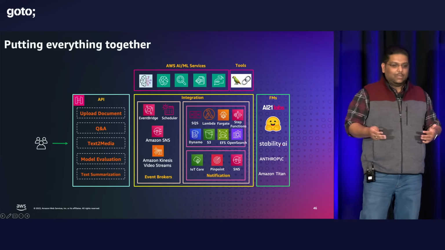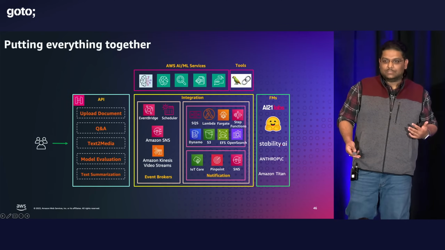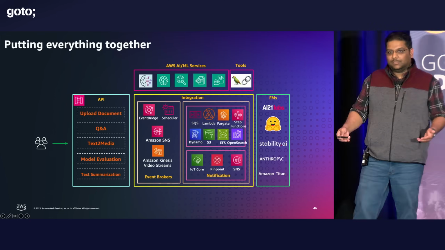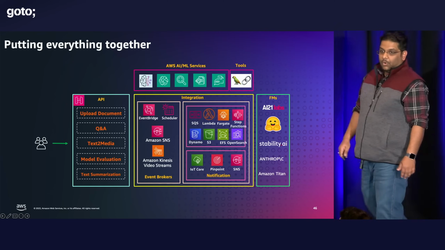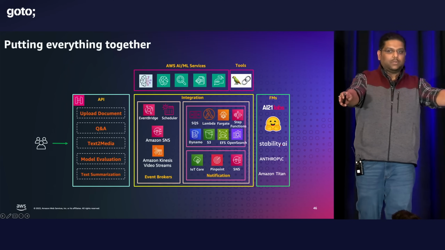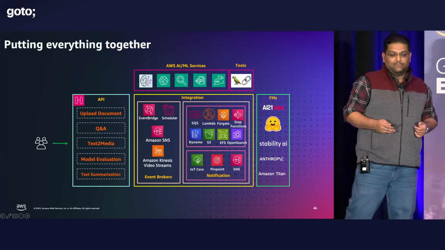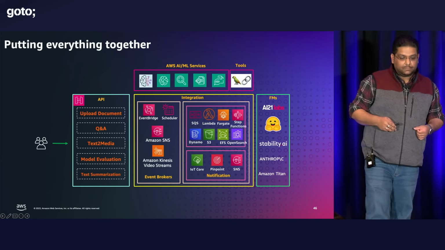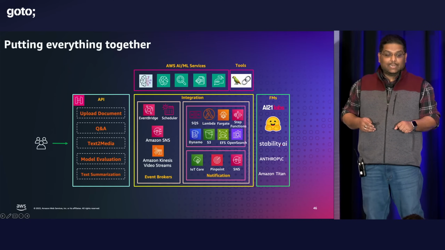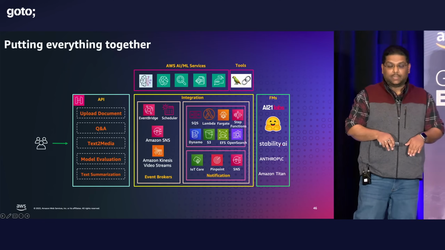Now let's step back and look at the bigger picture. We've talked about APIs where you have uploading documents, question and answer with a chatbot, text to media with things like Stable Diffusion, Midjourney, and then model evaluation, like if you have to run a query or ask multiple models, get back responses and check the accuracy of each model. All those things are available on top of GenAI in AWS. You can do text summarization, which we saw right now. On the right-hand side, we have all the models that you can use today on AWS.